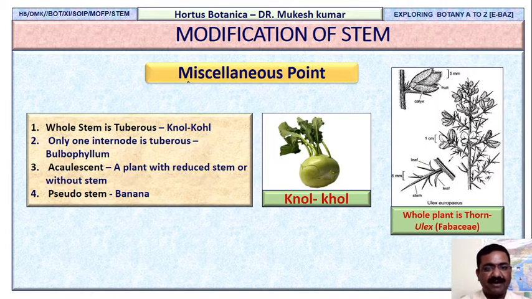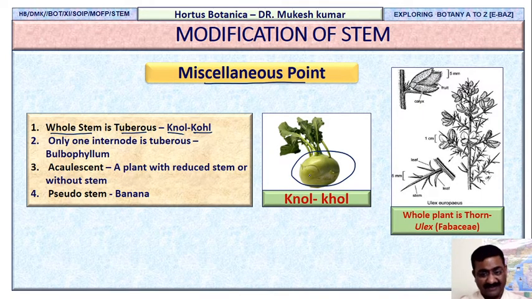Now think about the miscellaneous points. We have four miscellaneous points. One, the whole stem is tuberous. Mind well, the whole stem will be tuberous. This is the knol-khol. This is a plant of the Brassicaceae family. See how the whole structure, the stem, is tuberous as well as solid.